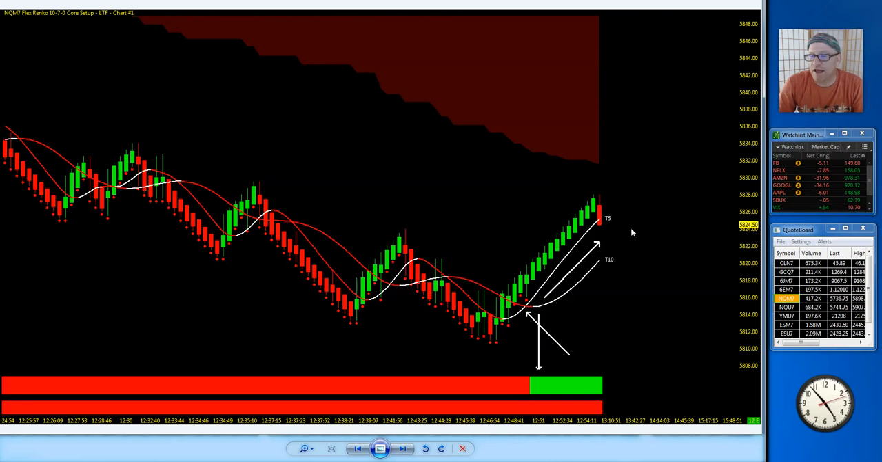Did it hold? Not today, but you might have gotten at least maybe 10 ticks. Maybe you got a scalp out of it. Maybe you got your stop to break even and it didn't hold as price action came back down. But that's what you want to be looking for, especially at the lows. All right, so what happened?